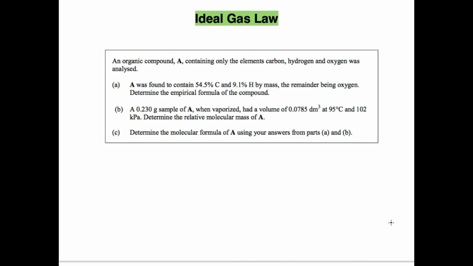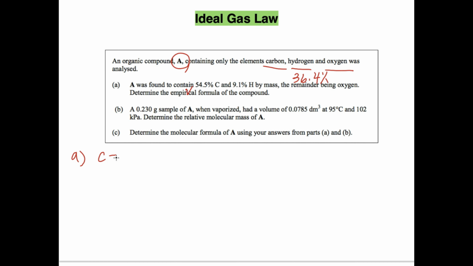Let's try this question. This question is a very good question and it involves concepts from previous videos. An organic compound A containing only the elements carbon, hydrogen, and oxygen was analyzed. A was found to contain 54.5% carbon and 9.1% hydrogen by mass, the remainder being oxygen. So the remainder, 36.4%, is going to be oxygen. Determine the empirical formula of the compound.